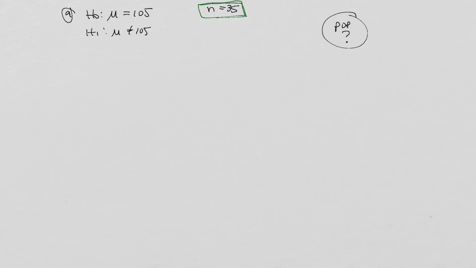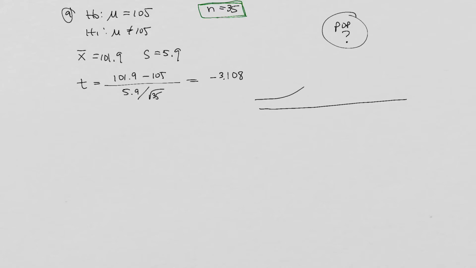Right? So we're also told that the average from this sample is 101.9, the standard deviation from this sample is 5.9, and we want to calculate our test statistic t. So again, it's the sample average minus the claim over the standard deviation divided by the square root of the sample size. Right? So that gives me a t-score of negative 3.108. All right, so this is a two-tailed test. Right? So I want to find the p-value from this particular t-score.